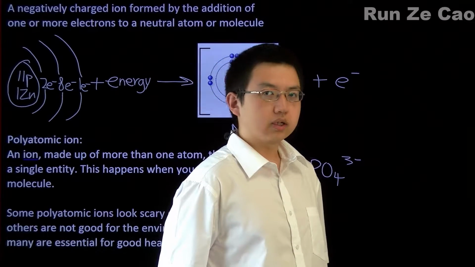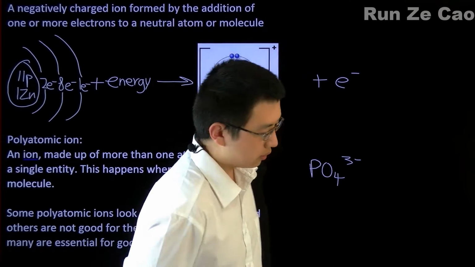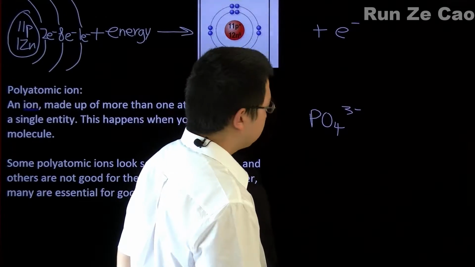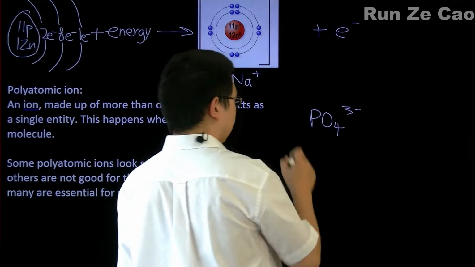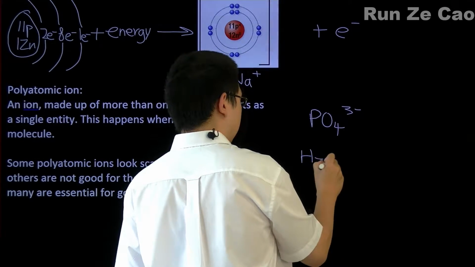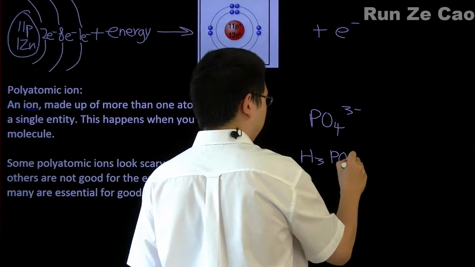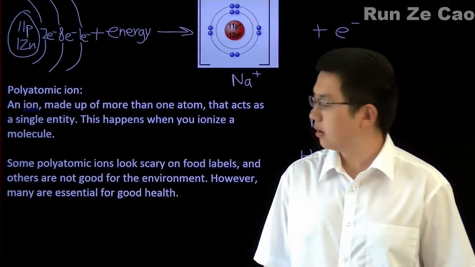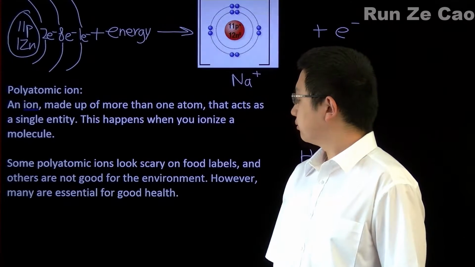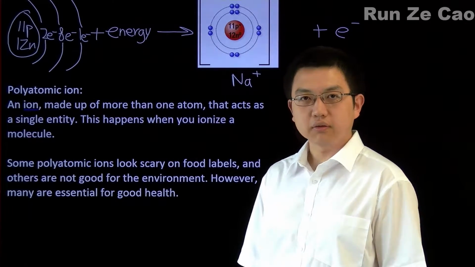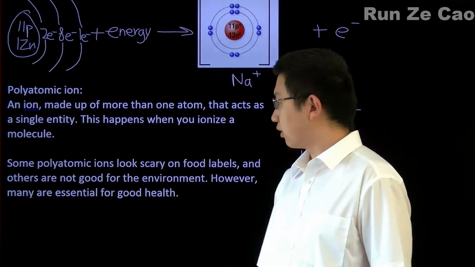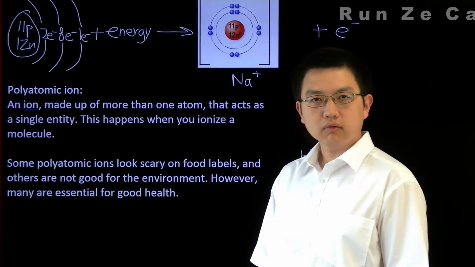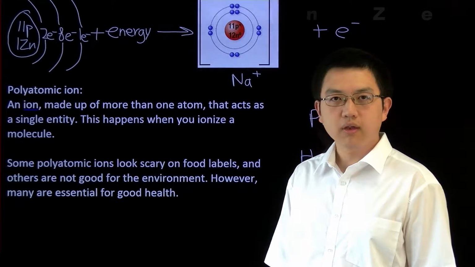So, what does it usually combine with? Well, if you've seen the labels on Coca-Cola, phosphoric acid is H3PO4. It's one of the things that makes Coke so bad for your teeth. Now, some polyatomic ions can look pretty scary, such as ferrous sulfate and stuff on food labels, but many are required for good health.